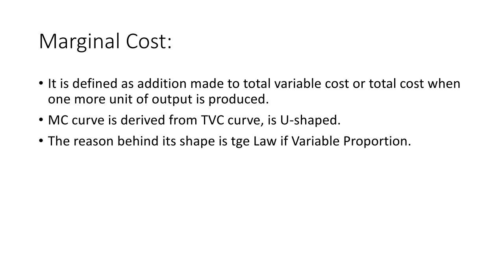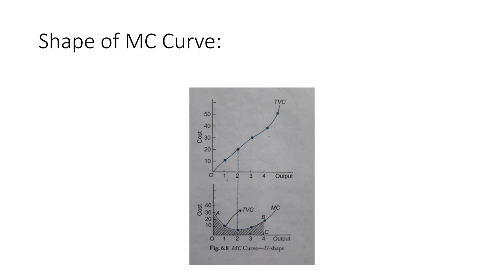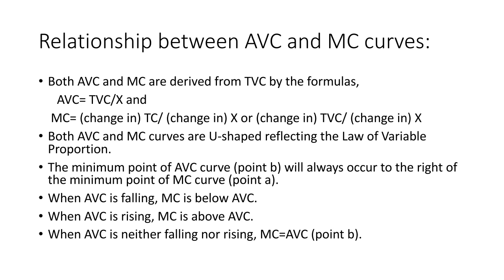MC curve is derived from the TVC curve and it is U-shaped. The reason behind its shape is the law of variable proportion. The spelling should be "of". Here it is written as "if", so please make the correction. The shape of the MC curve can be seen from the diagram. It is a U-shaped one, and the reason behind this U-shaped MC curve is the law of variable proportion.